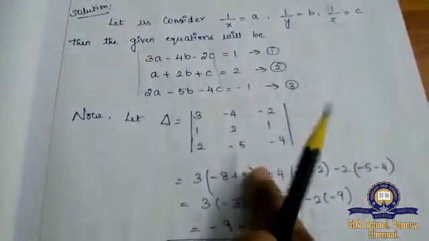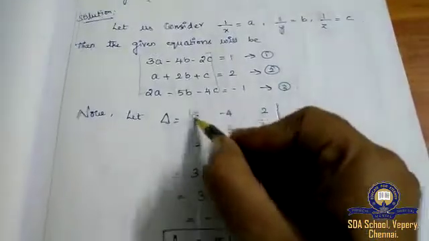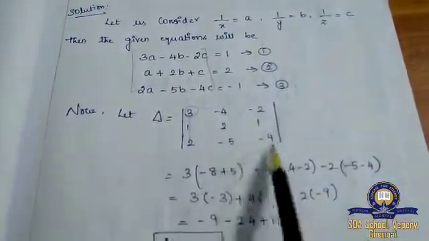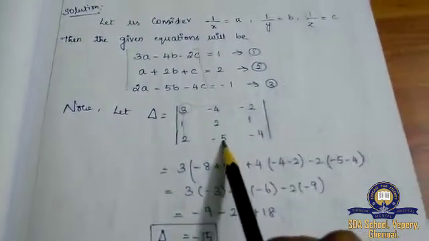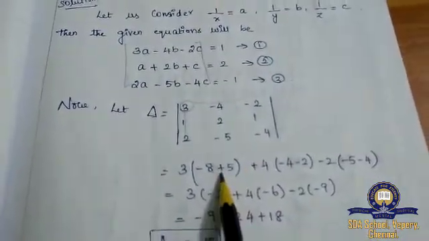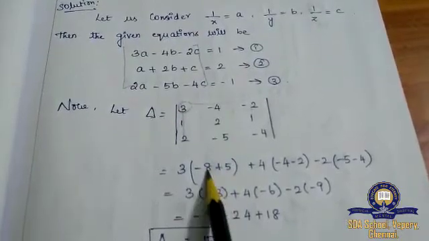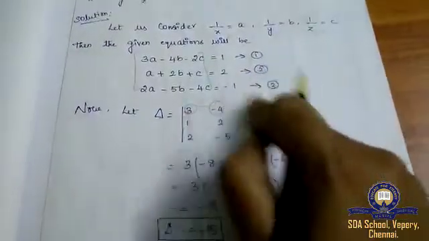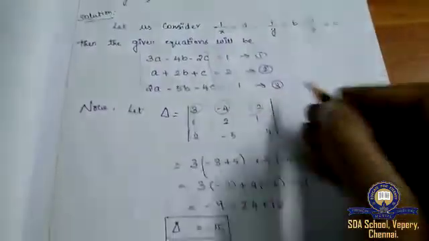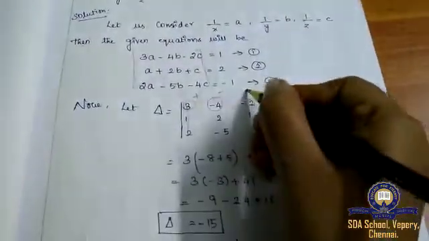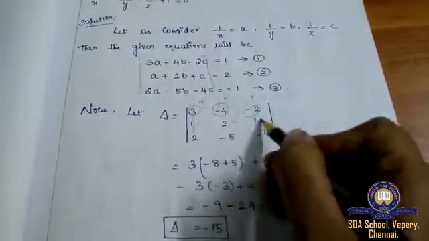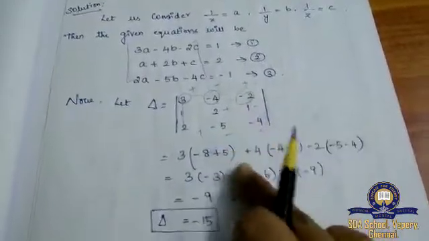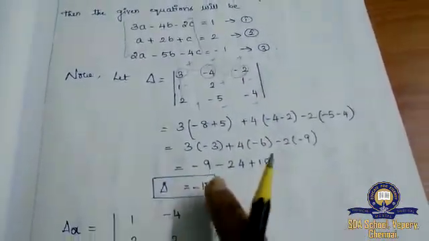How will you find the determinant value in a 3 cross 3 matrix? We have to take the first number, eliminate its row and column, and the remaining 2 fours are minus 8, 1 into minus 5, and with one more symbol here it is plus 5. So minus 8 plus 5 gives me minus 3. Similarly, you have to do it for all the elements, but you should make sure of the symbol. Whenever you're working with a 3 cross 3 matrix, you have to make sure of the symbol. After solving, I get my delta value as minus 15.